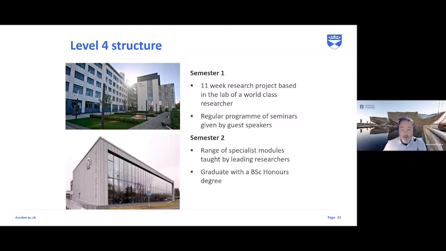They do this by joining one of the laboratories, and they can attend seminars by guest speakers. They have a range of assignments that they need to complete. At the end of this, there is the Honours Symposium, where they present their findings to their peers and the academics, and then they move on to semester 2, which is a range of specialist modules taught by the researchers. And at the end of this, as long as they pass everything, and most of our students do, they graduate with a BSc honours degree. Next slide, please.